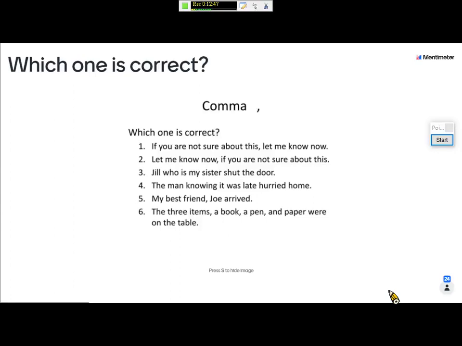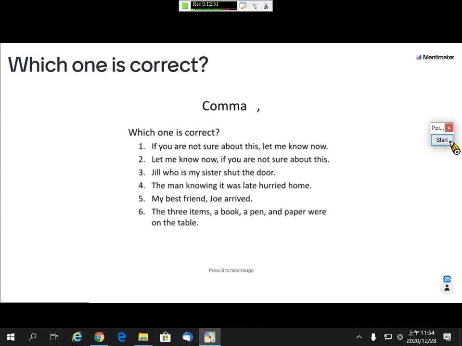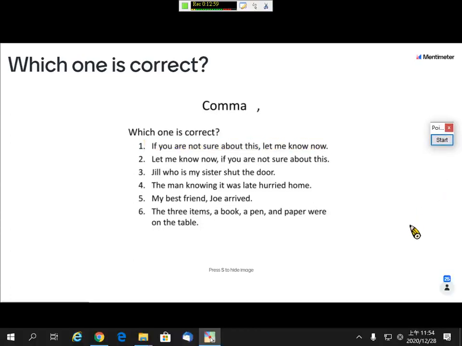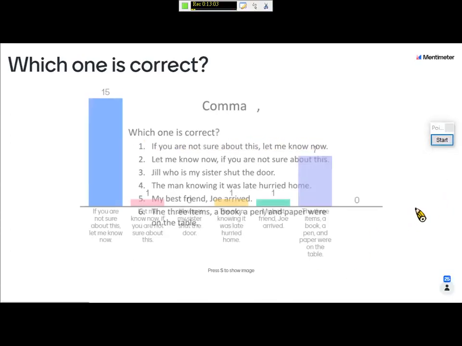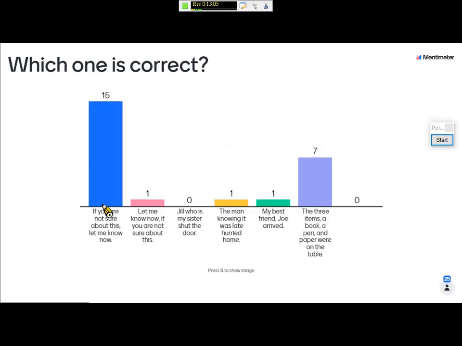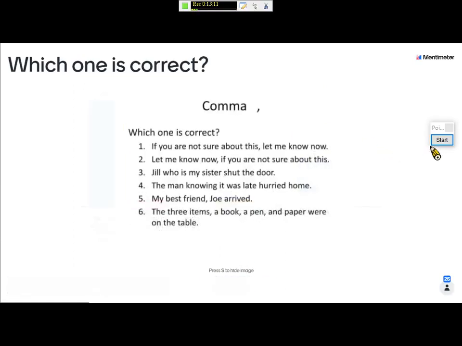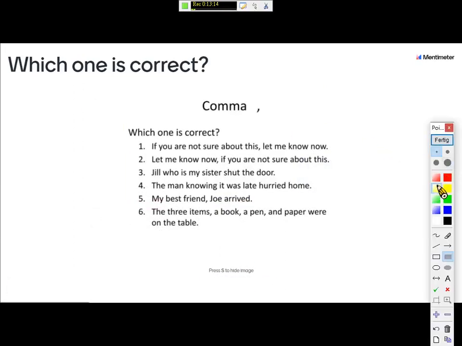Okay, let's do this one. So which one is correct? Basically, the first one is the only one correct. If you are not sure about this, let me know now. So let's see your answers. Okay, oh great. More students know this one. So this is the only one that is correct. So let's explain this to you.